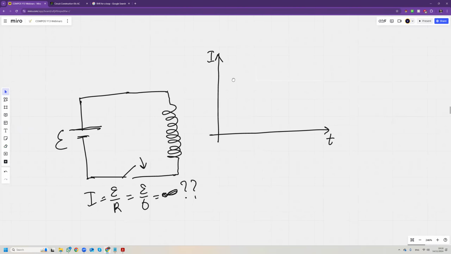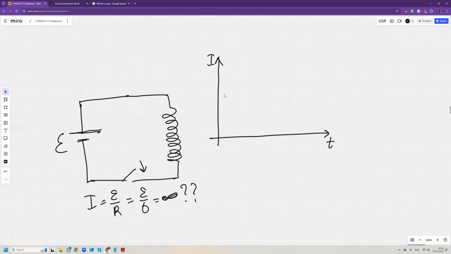Just any ideas? Resistance is still 0. Aha, someone's jumping ahead of this themselves. No, it's not a sine wave, but good try. Current. So the resistance is 0.